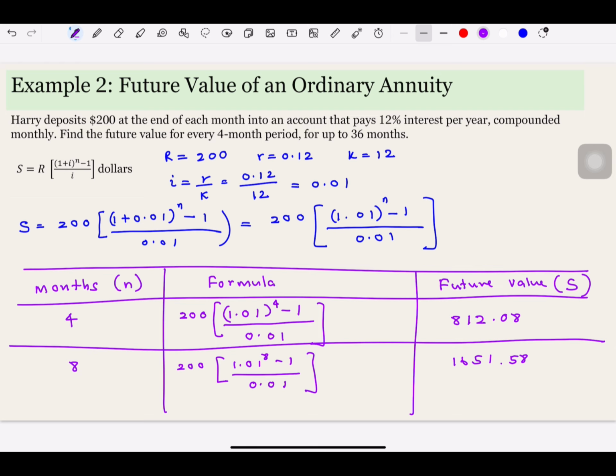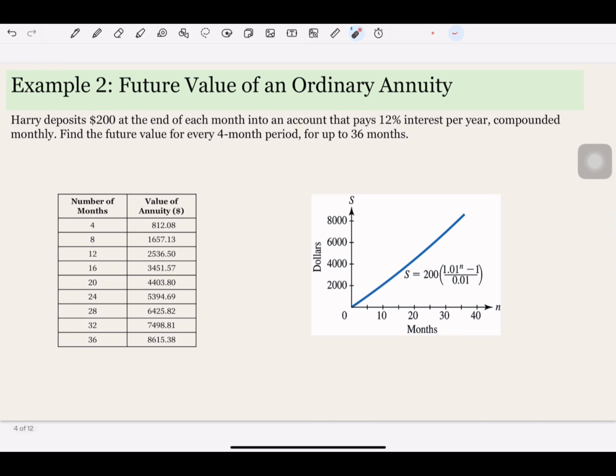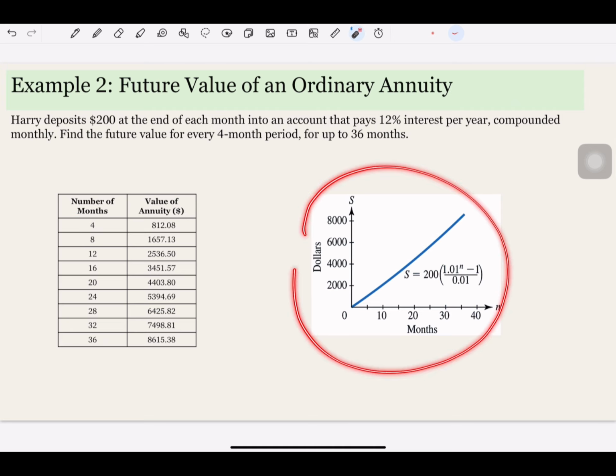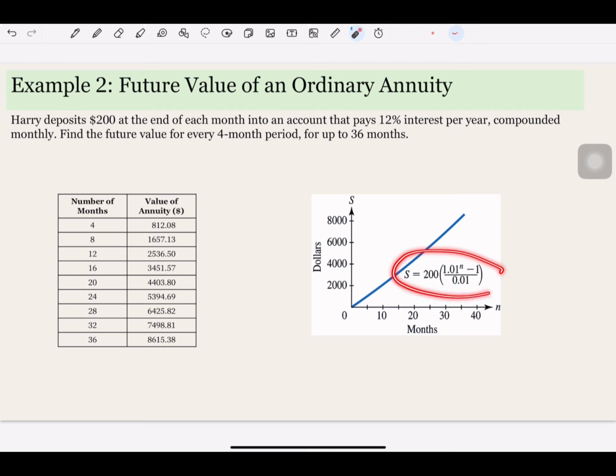Okay, so likewise, you can do all the months up to 36. So I have a table over here. This table represents all the future values corresponding to these months. And also here I have sketched the graph as well. So this is the function with n as the x values and S as the output.